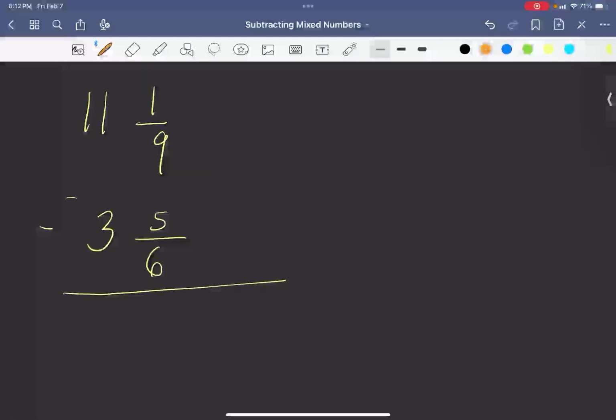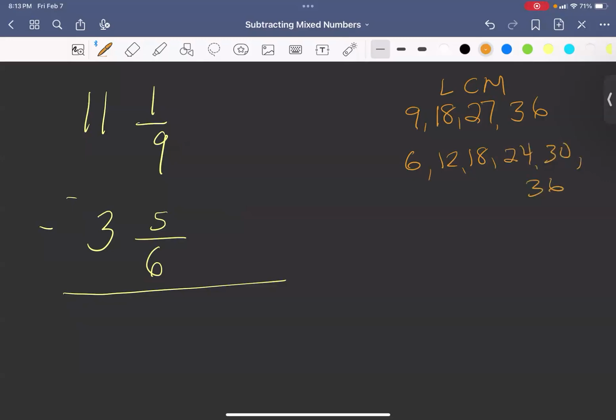Now this one, we do the same way, but we're going to have to do an extra step. Let's see what that step is going to be. So first thing, what do we got to do? Find the least common multiple between 9 and 6. So 9 times 1, 9 times 2, 9 times 3, 9 times 4, 6 times 1, 6 times 2, 6 times 3, 6 times 4, 6 times 5, 6 times 6. So 36 is the least common multiple. So we're going to use 36 as the new denominator.